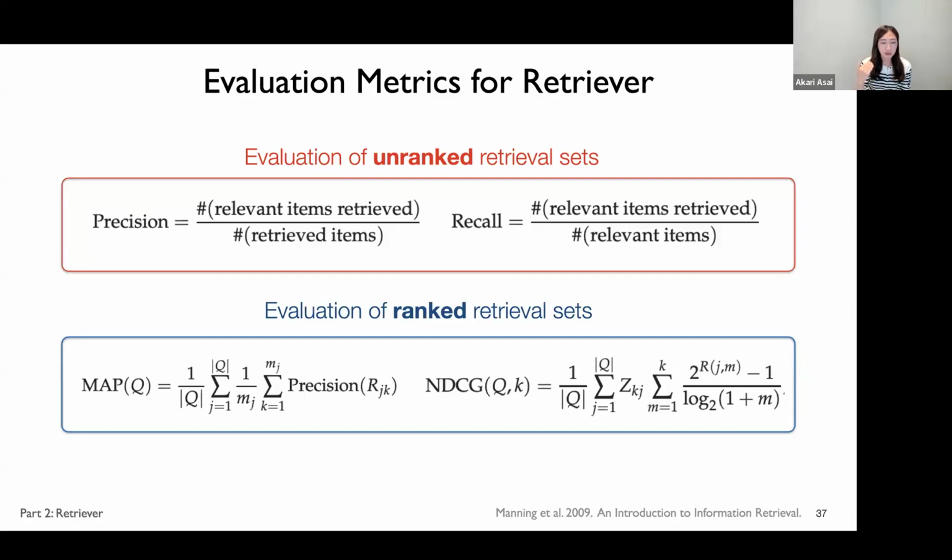Which metric you should pay more attention to depends on the application you have. But typically NDCG at 10 is widely used in common benchmarks like BEIR. If you're interested, please look at some textbook or website that discusses how we compute those metrics in retrieval tasks.